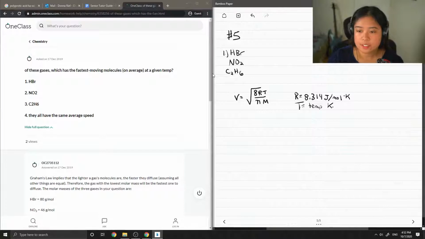Since these are constants and it just says at any given temperature, the only thing that really varies amongst all these different gases is their molar mass. If you look at the equation, when you have a smaller molar mass, that means it's a faster moving molecule. So we need to calculate the molar mass of all of these substances.